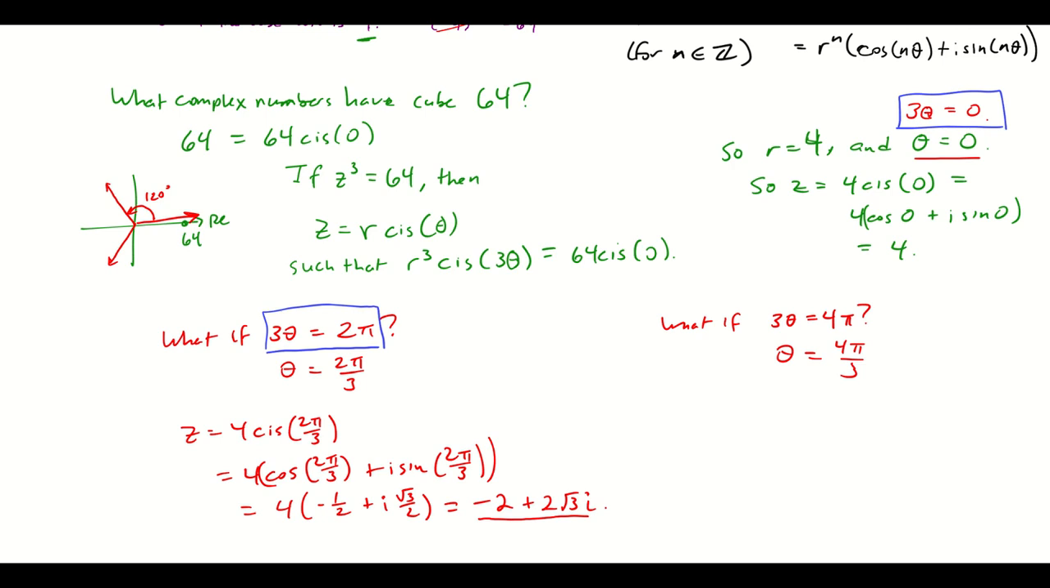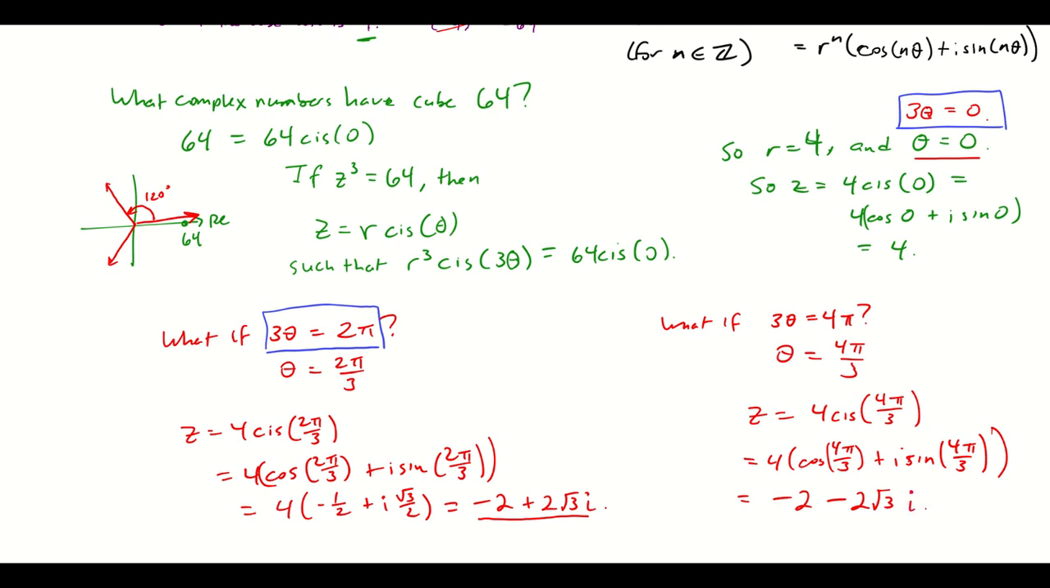But anyway, if theta is 4 pi over 3, then we get z equals 4 cis of 4 pi over 3. And that gives us 4 cosine of 4 pi over 3 plus i sine of 4 pi over 3. And after calculating, you're going to get negative 2 minus 2 root 3i. Notice that's the conjugate of the one that we got earlier. Again, not a coincidence. More about that later.